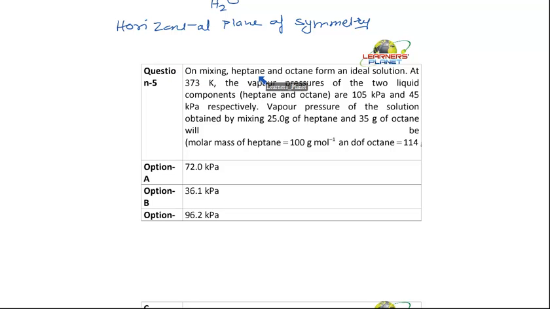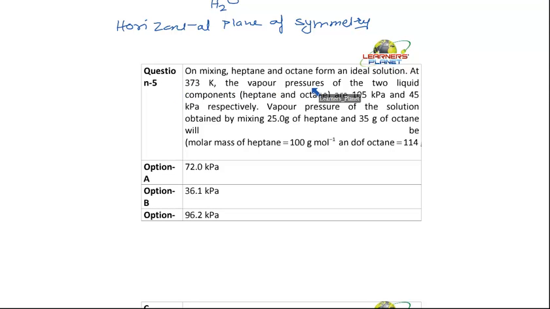This is on mixing heptane and octane. On mixing heptane and octane, they form an ideal solution, that is the solution which obeys Raoult's law. It means the solution whose total vapor pressure is equal to the sum of the partial vapor pressures. That is an ideal solution.